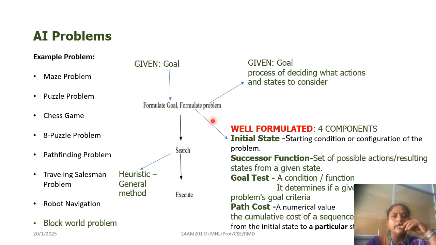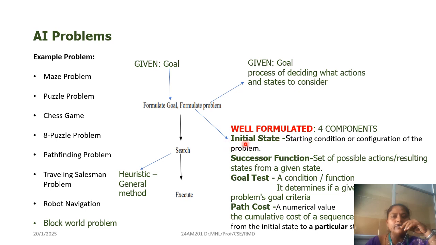For me to solve AI problems, ultimately we will be doing search operations. We will be searching and executing step by step towards the required goal. And the generic method used for search process is termed as heuristics. And for all this process to work properly, the problem has to be well formulated. So now comes, what is a well formulated problem? A problem is said to be well formulated if it has 4 components.